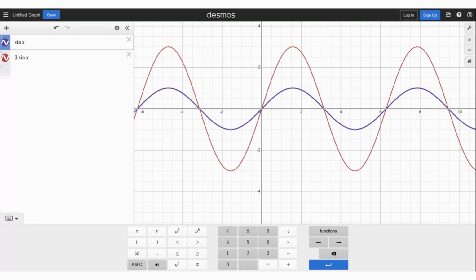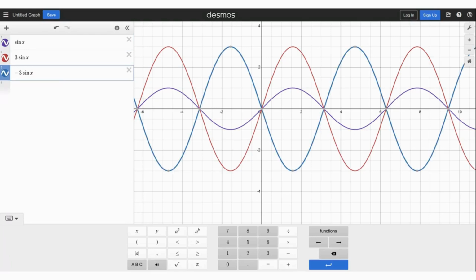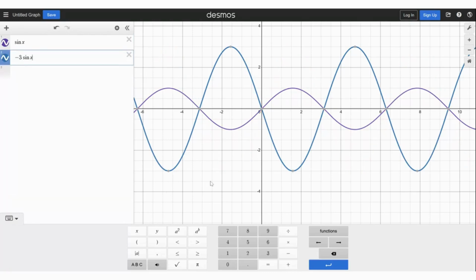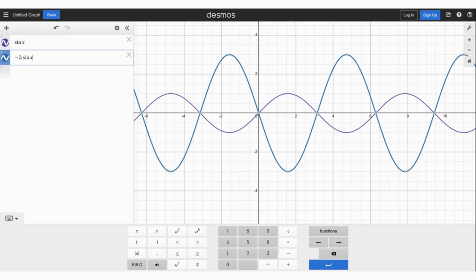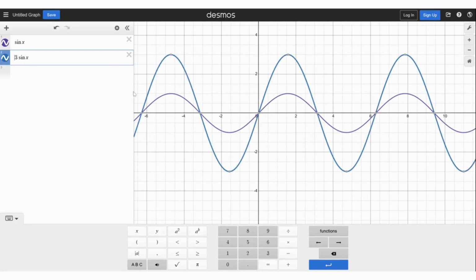So for a sine here, we didn't have a negative sign, so there's no reflection. But let's say I put negative 3 sine x and took out the positive 3 sine x. Y'all definitely see the difference now between the two. One is flipped. If we do positive 3, they're in the same positions basically, just one is higher than the other.